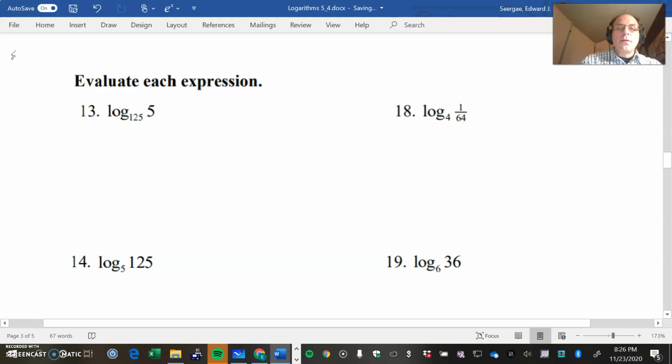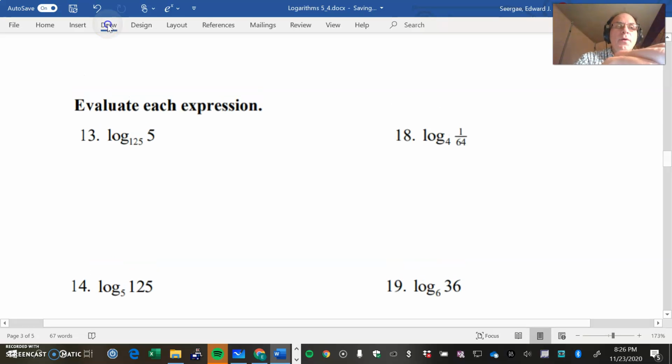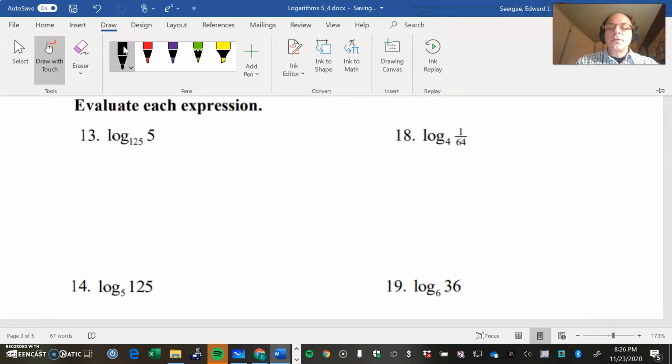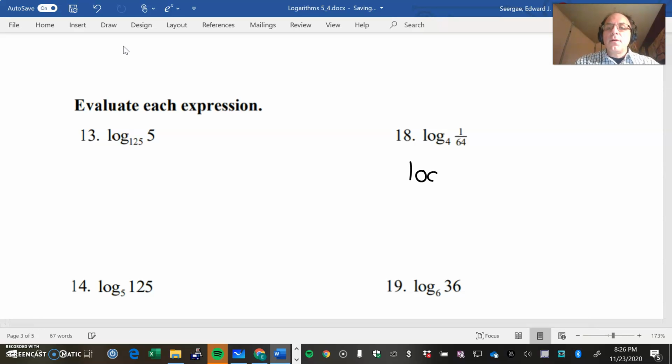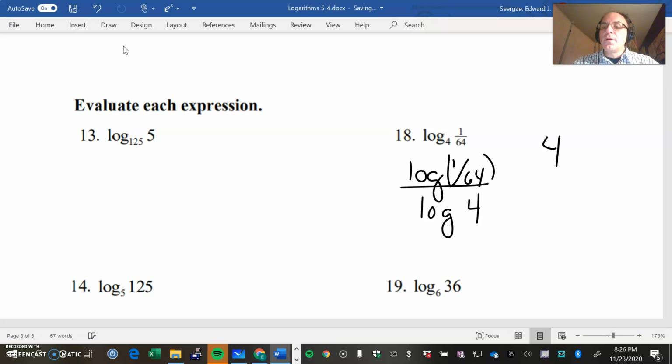So once again, log 125 over 5, or you've got log base 4 of 1/64. Remember, you can rewrite this again. I want to be able to evaluate this. So log 1/64 all over log 4. And that way I can use base 10 to evaluate that one. So just be careful, put that in parentheses. That means 4 raised to some power is equal to 1/64, and that's what you want to find. Okay?